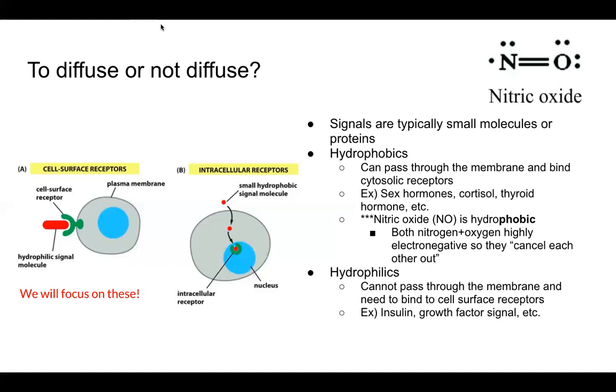Yeah, and I also wanted to mention that nitric oxide is considered a hydrophobic signal. Hydrophobic signals are able to pass through the cell membrane. It's hydrophobic even though it has two electronegative atoms, because they're highly electronegative, their charges basically cancel each other out. So that's why the compound nitric oxide is considered hydrophobic. Just thought I'd add that.